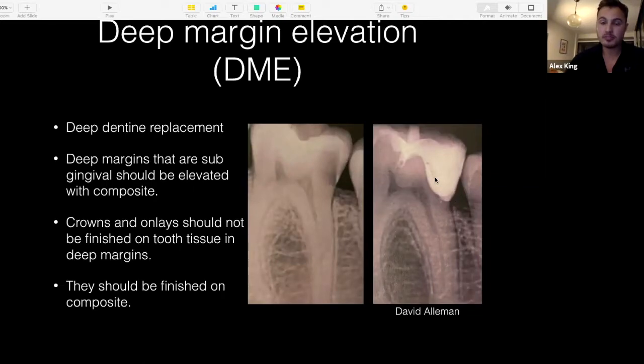The impression's good because you've got good margins for the lab to work on. It's above the gingival level. You haven't got bleeding. You haven't got to pack with bloody retraction cord, and you can just cement your onlay or your crown margins to the composite, because resin bonding to resin is more predictable than a resin cement or an adhesive or a non-adhesive cement in a subgingival margin.